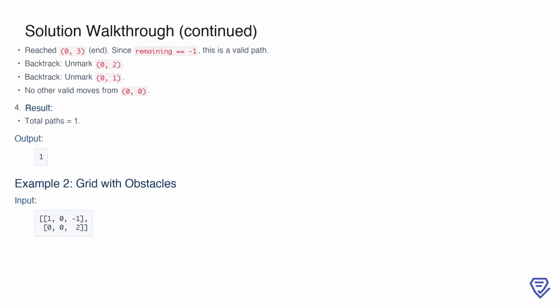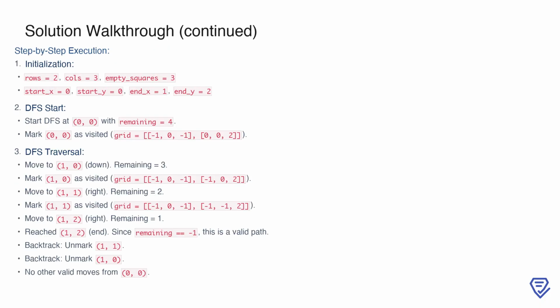Now, let's look at a slightly more complex grid that includes an obstacle. In this second example, the grid has 2 rows and 3 columns, with an obstacle denoted by -1. The starting position is again the top left corner, 0, 0, and the endpoint is at the bottom right corner, 1, 2. There are 3 empty squares to visit. We initialize the variables, then start the DFS at 0, 0, with 4 squares remaining, including the starting point.